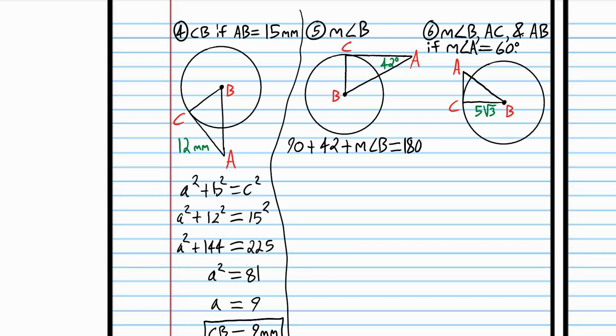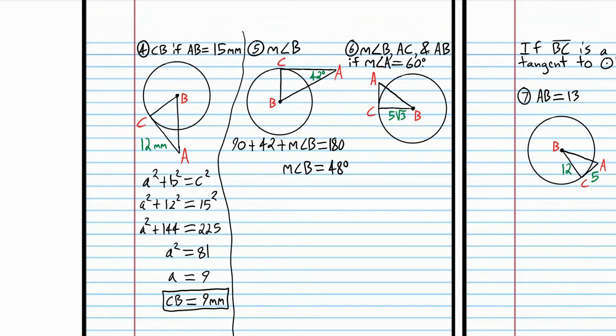And so you can use your calculator if you want. Just do all the math on that. 90 plus 42 is 132. And subtract that from 180. And you get 48 degrees. So the measure of angle B is 48 degrees. So if you got that answer, good job. We'll rectangle that.